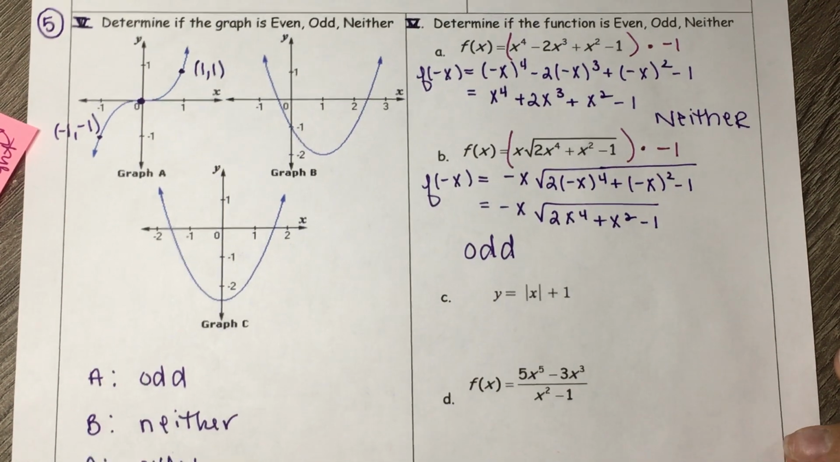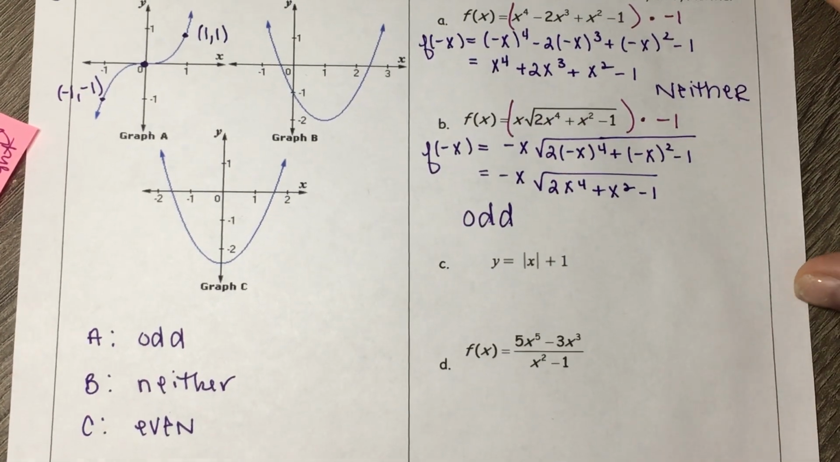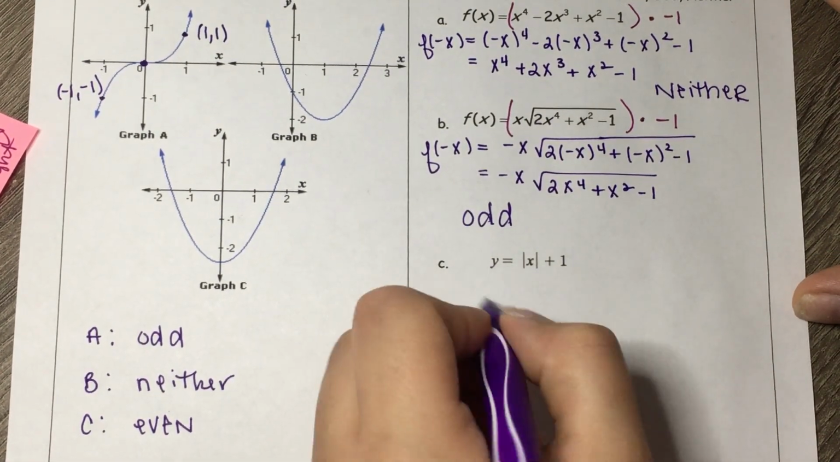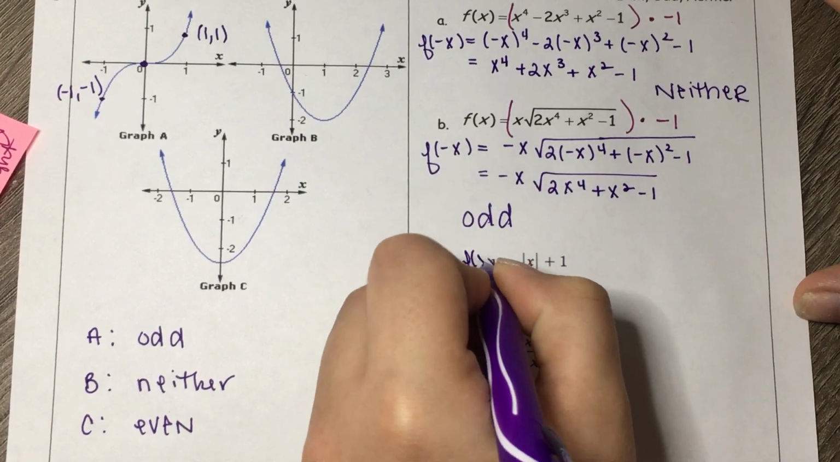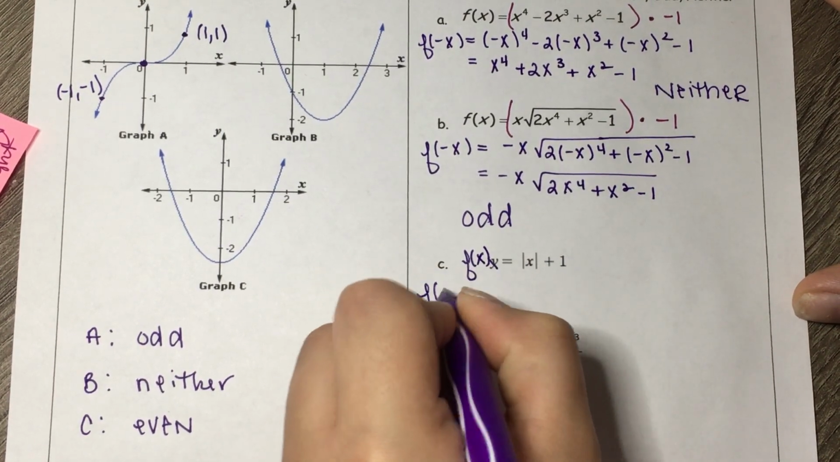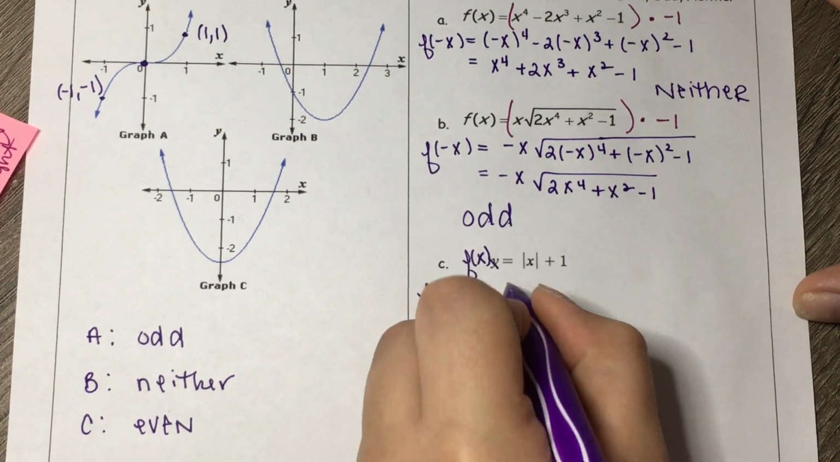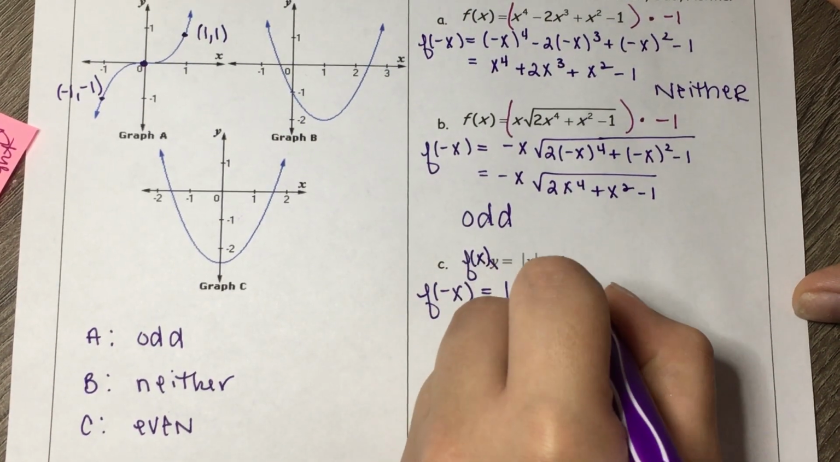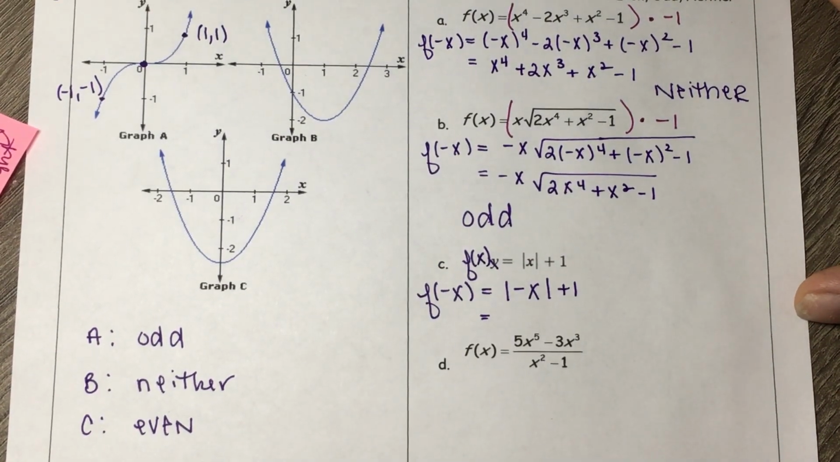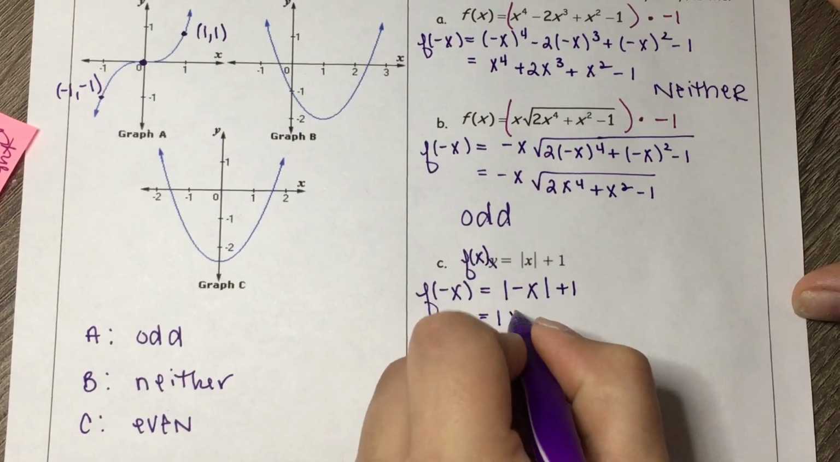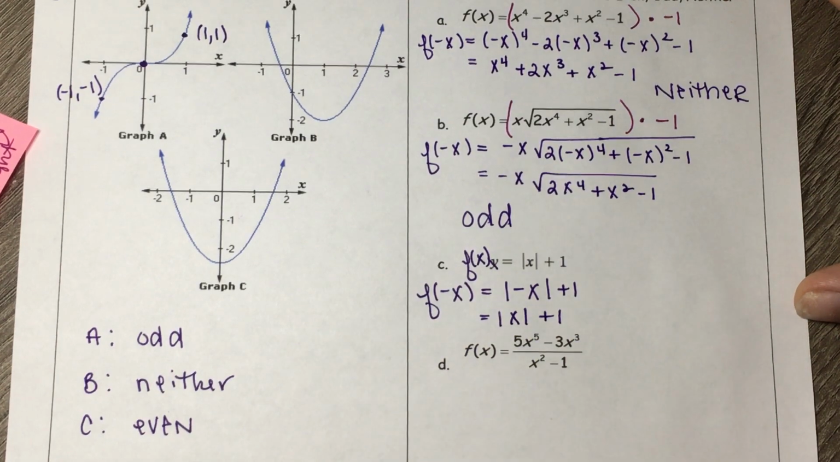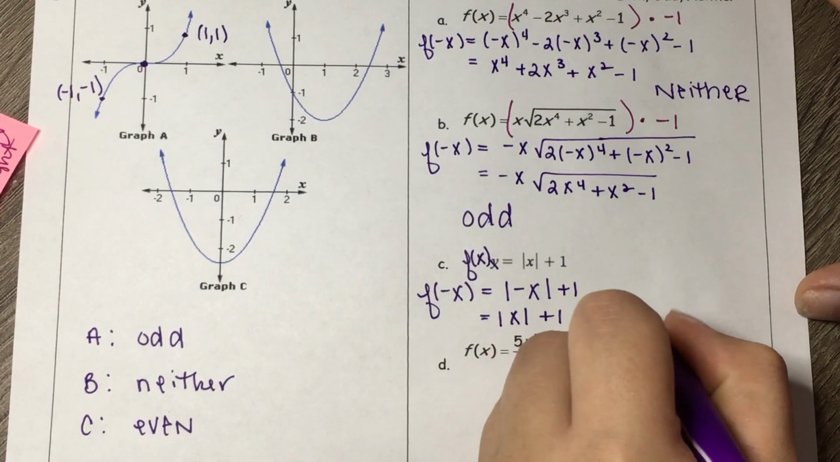All right, taking a look at letter C, we're almost done here. Taking out our, maybe instead of having y, I should have put f of x, all right, but it doesn't matter. Taking out the x and putting in negative x plus 1, doing some simplifying. Well, any negative inside will become positive. So I'm going to put positive x here, and it's going to be our original function, and that is even.